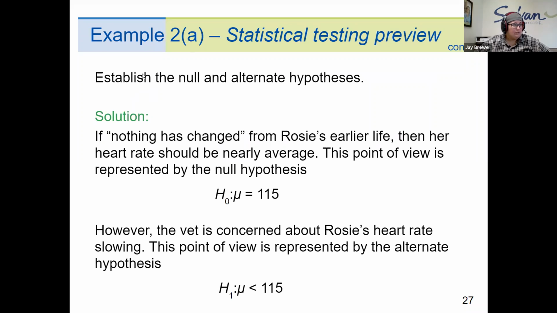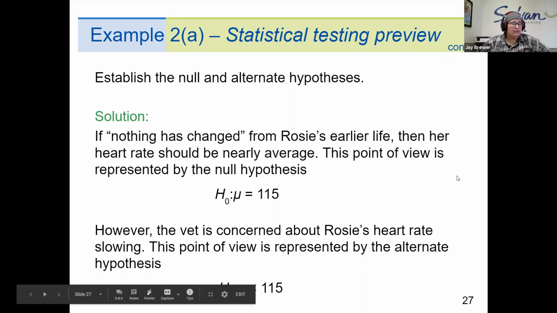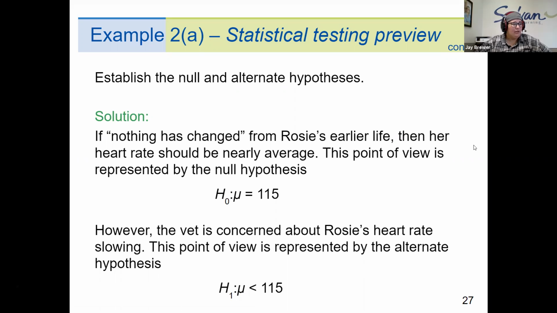Okay. So establish a null and alternate hypothesis. So again, we're going to go with the 115, which was found in that vet manual. Okay. The X bar we're going to use in a minute whenever we do the test statistic. The null hypothesis then is mu equal to 115. The alternate is mu less than 115 because he's worried that her heart rate is slowing.